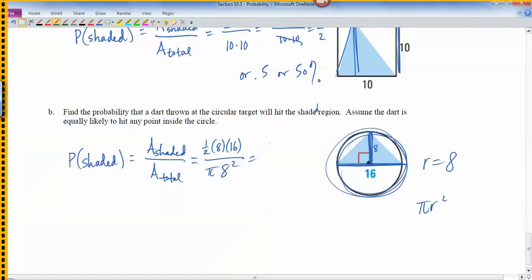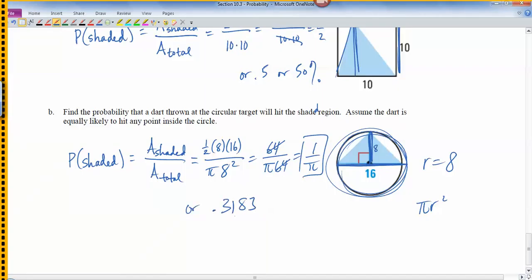Well, on top, it's going to be 64. 1/2 8 times 16 is 64. On the bottom, it's pi times 8 squared, so pi times 64. So the 64 is canceling. You're left with 1 over pi. So you could leave your answer as 1 over pi, or you could convert it to a decimal and get 0.3183. It keeps going. Or you could convert it to a percentage and say about 31%.